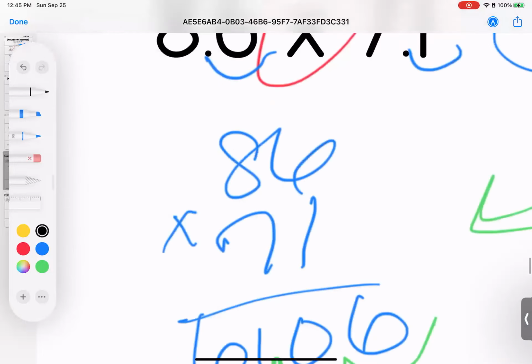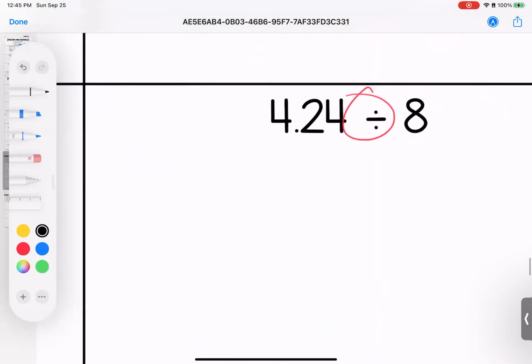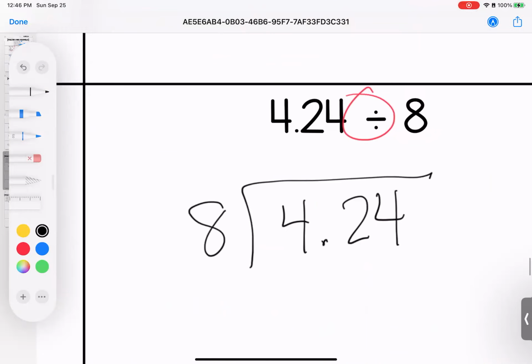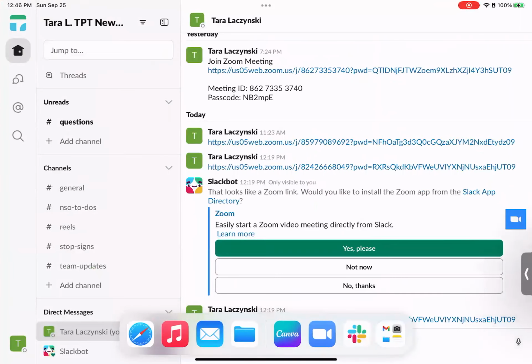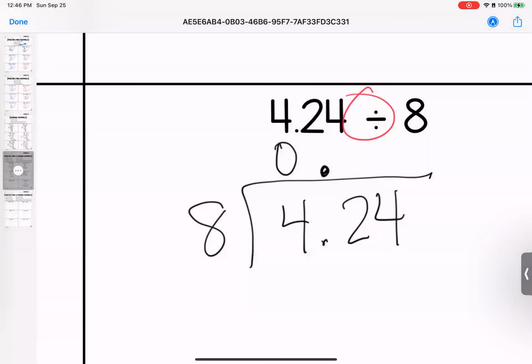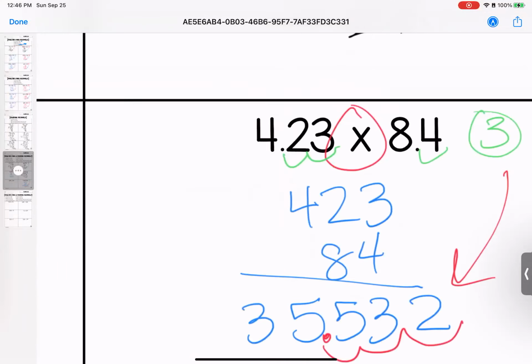Dropping down to our next division problem, which is 4 and 24 hundredths divided by 8. No decimal outside, so decimal right in the answer. 8 goes into 4 0 times. Whoop. Sorry, loves. But it goes into 42 5 times for 40. Subtract for 2, bring down your 4. 8 goes into 24 3 times, 53 hundredths.